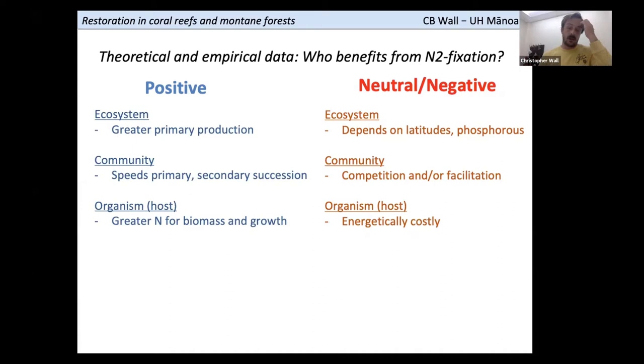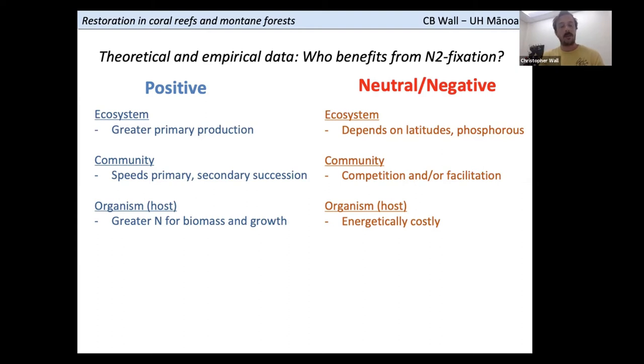And it's also really energetically costly. So there's an energetic cost that has to be met somewhere. So in thinking about all of these, again, in any effort that you would want to undertake with restoration or conservation, there may be consequences for actions that are unforeseen.